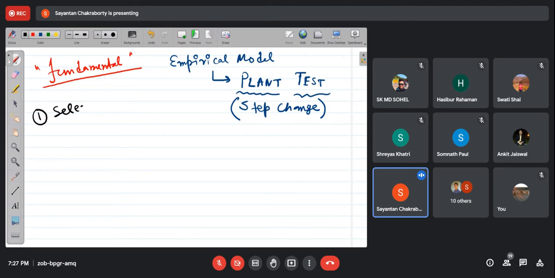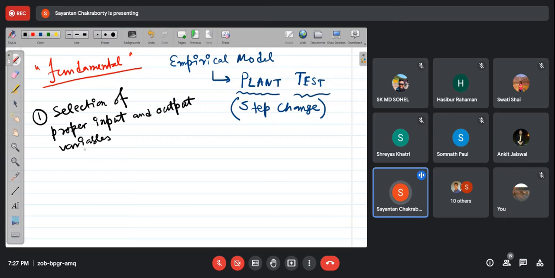First of all, the first point is selection of proper input and output variables. Why is this important? Because in many systems, this choice of input and output is not trivial, because in most cases the system we deal with has multiple inputs and multiple outputs. That is a MIMO system. Even if it is not MIMO, a particular manipulated variable may affect a number of output variables. On the contrary, a number of manipulated variables may be responsible for a change in a particular output variable.